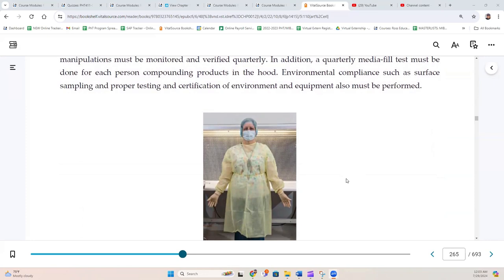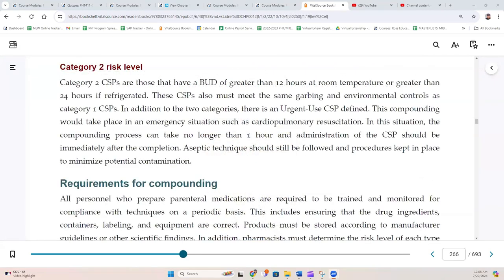Environmental compliance, such as surface sampling and proper testing and certification of environment and equipment, also must be performed. Category 2 CSPs are those that have a BUD of greater than 12 hours at room temperature or greater than 24 hours if refrigerated. These CSPs also must meet the same garbing and environmental controls as Category 1 CSPs.